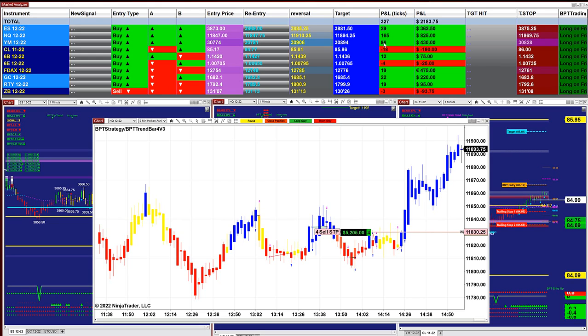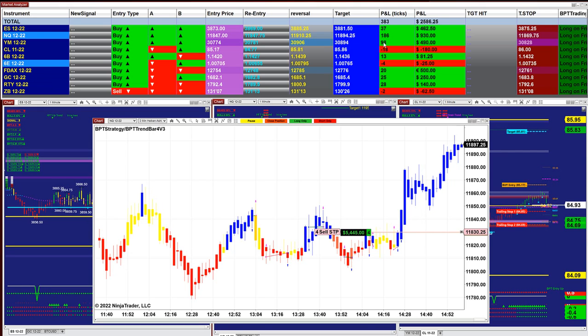Those numbers you see on the market analyzer, you can connect an auto trade to it and auto trade it. Those numbers you see, the 29 ticks on the ES, every single member has 29 ticks. On the NASDAQ, you see 186 ticks into the profit. Every single trader, every member has 186 ticks into the profit.